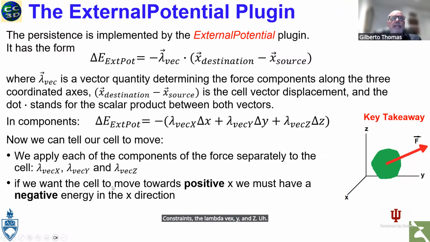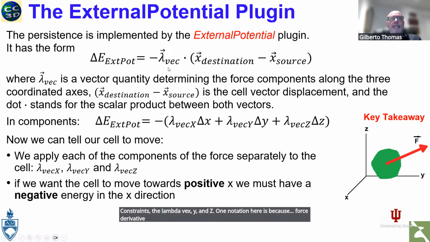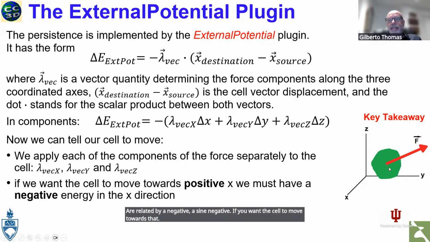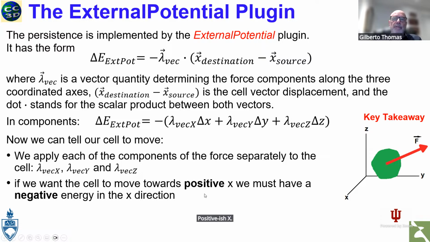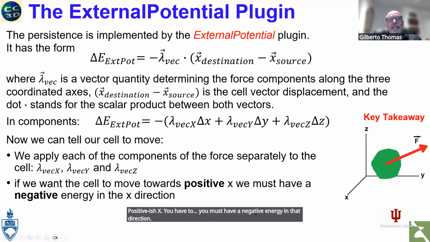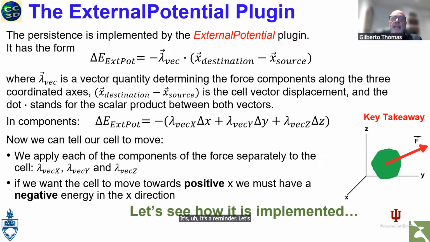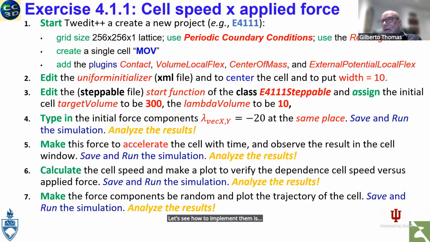One thing to pay attention to here is that the force and the external potential are related by a negative sign. If you want the cell to move towards a positive x, you must have a negative energy in that direction. It's a reminder here. Let's see how to implement this through a quick example.